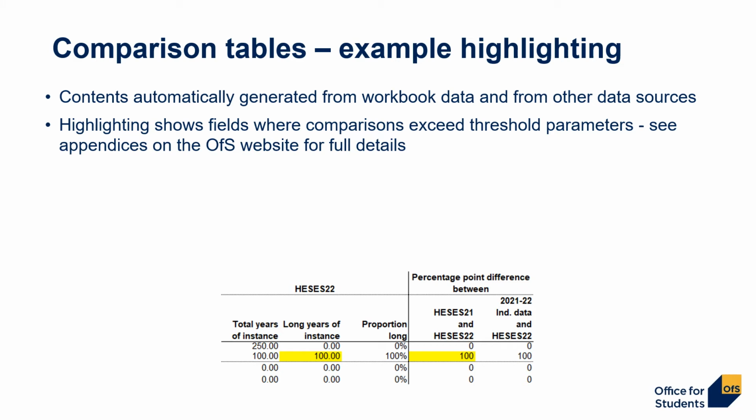comparisons made in these tables extend beyond predefined thresholds. All of the parameters and thresholds used for these tests are outlined in the appendices to the Completing the HESES22 workbook document that we referred to earlier. Again, this does not necessarily signal that there's anything wrong with the data or that it's considered incorrect.